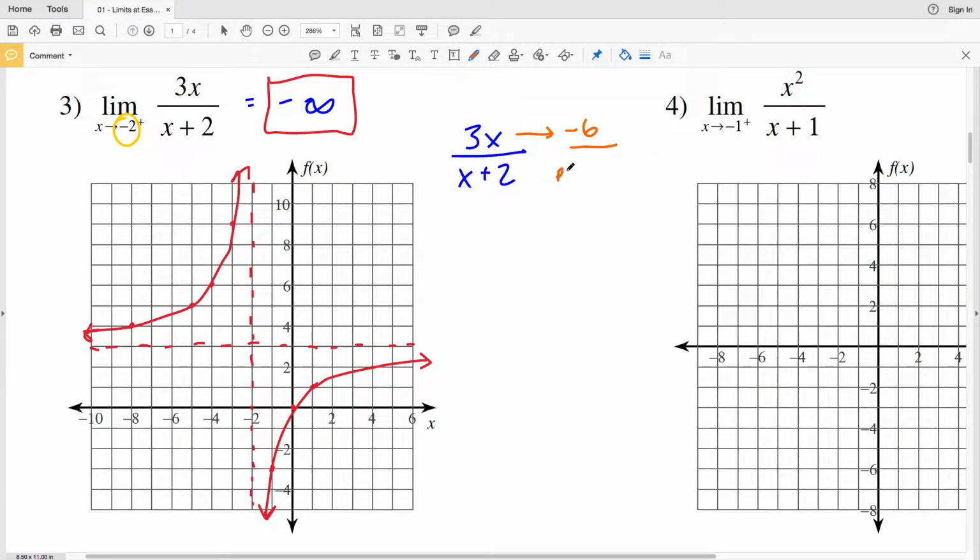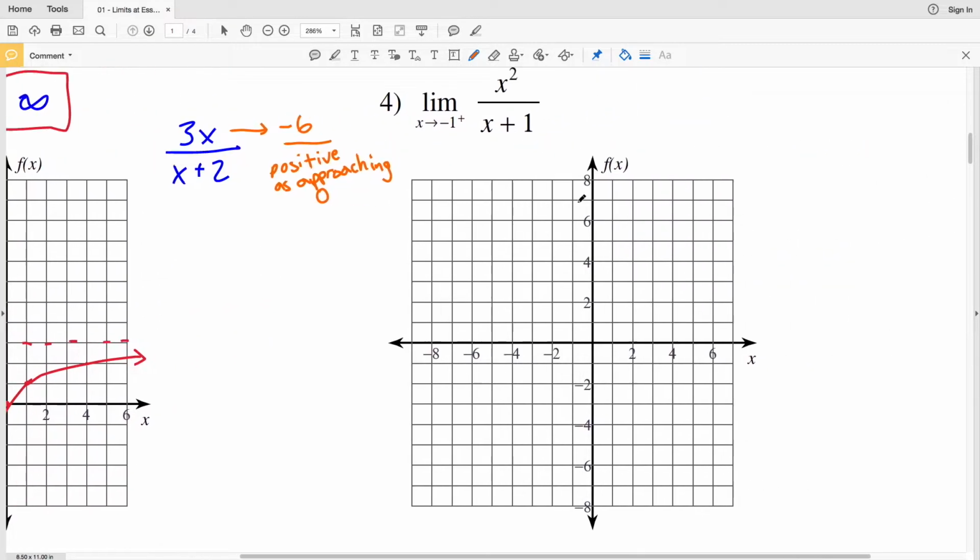However, that denominator is positive as it approaches 0. So because this is positive as it's approaching 0, and our numerator approaches a negative number, a negative over a positive is a negative, and this number is growing smaller and smaller, and dividing by a smaller and smaller number will give us a larger and larger value overall. So that's why it's approaching negative infinity, because a negative over a positive is a negative, and that negative number is growing larger. So let's look at number 4.